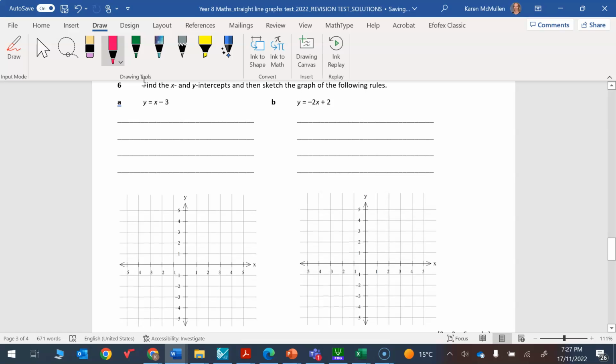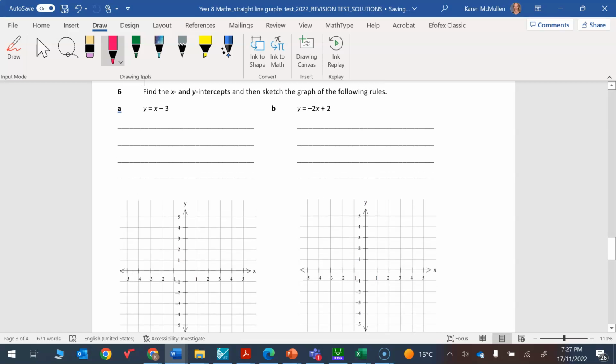All right, moving on to question 6. Find the x and y-intercepts and then sketch the graph of the following rules. So your x-intercept, I'm just going to write it over here. So your x-intercept, we let y equal 0. That's because anywhere on your x-axis, it's a bit of a tongue twister, y is equal to 0. And for your y-intercept, we're going to let x equal 0, but we already know that our y-intercept is the constant value anyway.